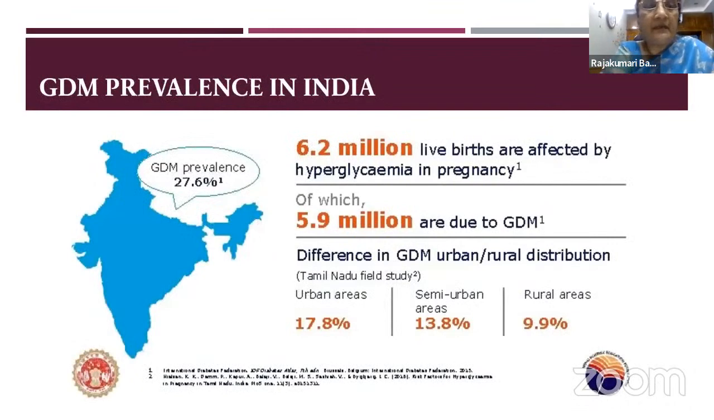The prevalence in India is higher when compared to European countries. It is more than 11%. All over India, it is around 27.6%. It is an iceberg phenomenon because most of the cases are undetected because of lack of tests. In different areas, the prevalence differs depending on the ethnic group: in rural areas from 9.9%, and in urban areas around 17.8%.